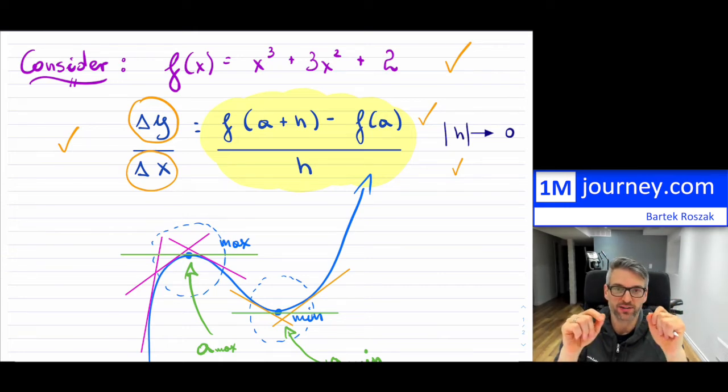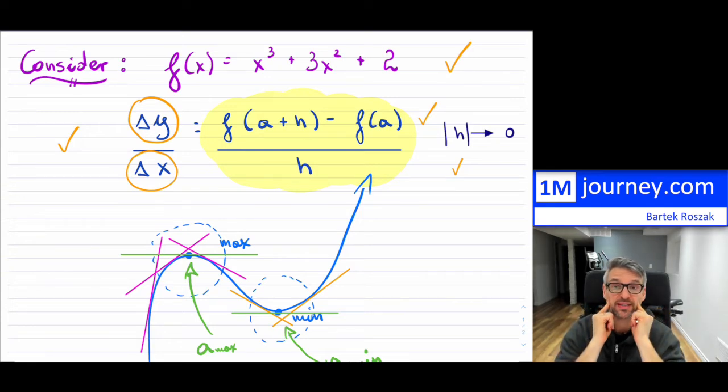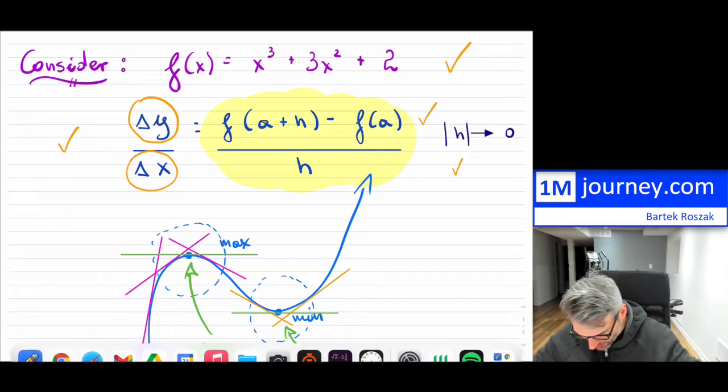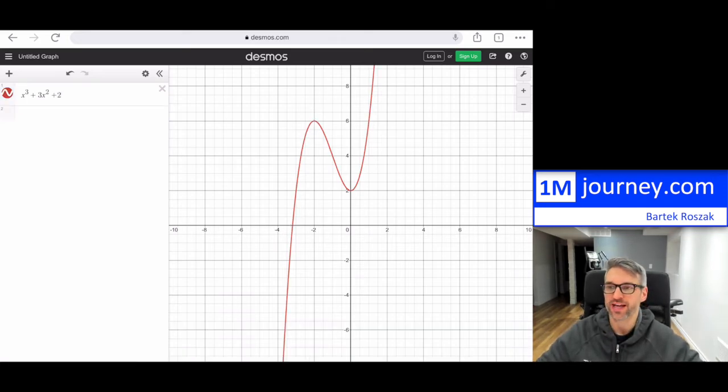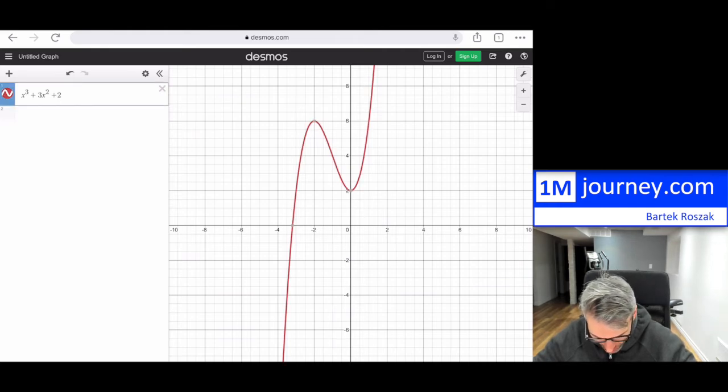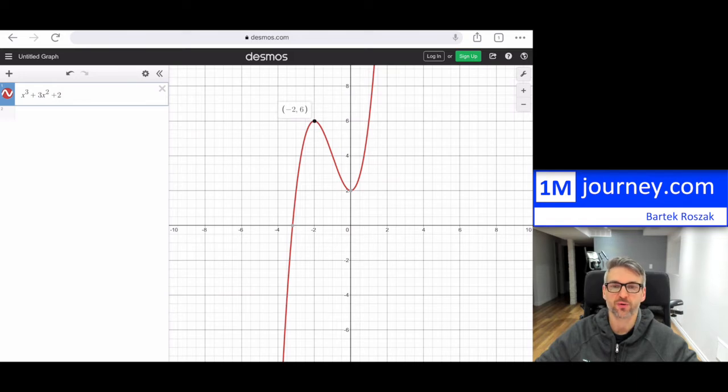I'll speed up the calculation, but I'll show you that it will give us an instantaneous rate of 0. Here it is, because I kind of cheated and graphed it beforehand. We have x cubed plus 3x squared plus 2. We have one point right there at x = -2, where the value of y is 6. And here, at x = 0, the value of y is 2.